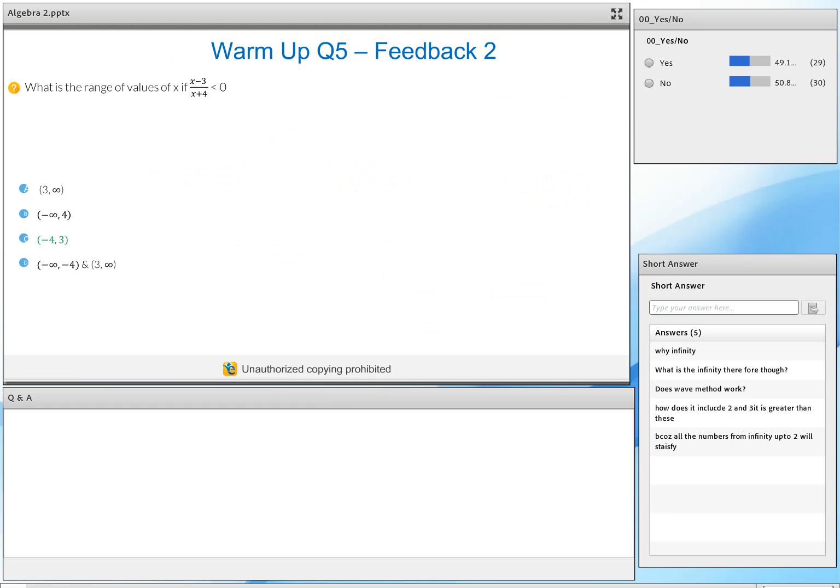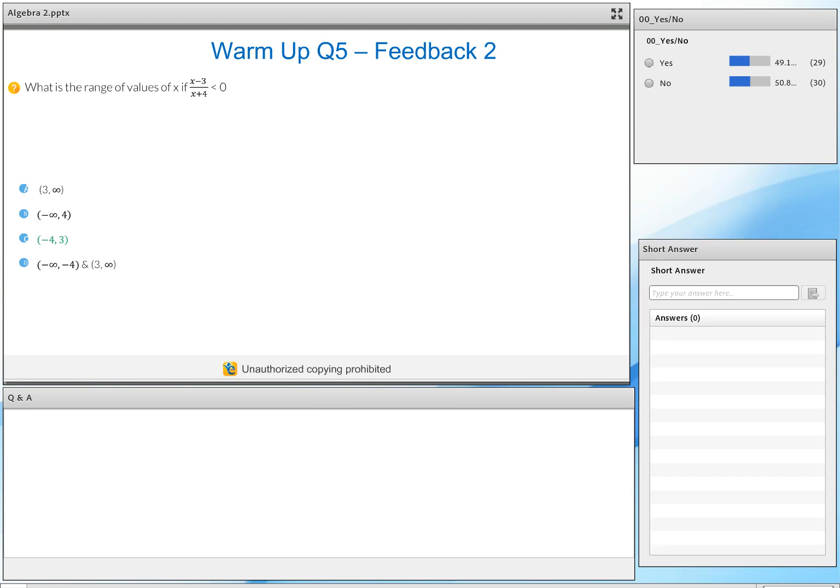Now let's come to question number 5. Question number 5 is also a quadratic inequality, but it doesn't appear so. How many of you were able to identify question number 5 as a quadratic inequality? Okay, about 60% of the class. Okay, more like 57%.